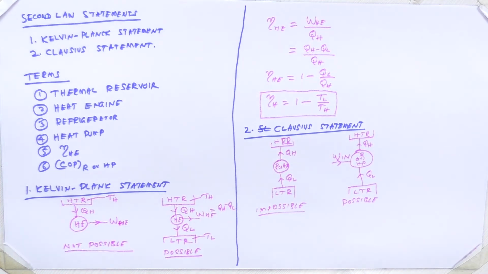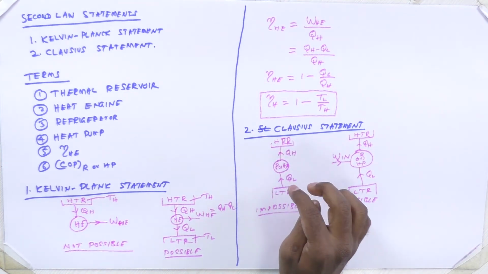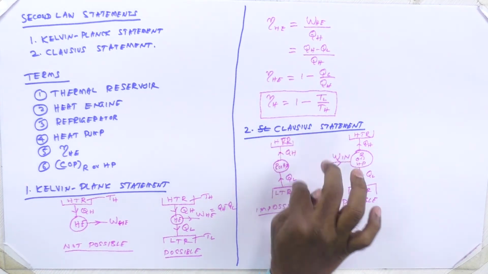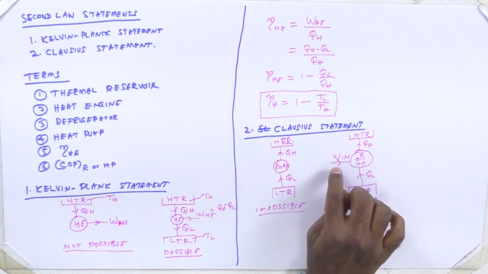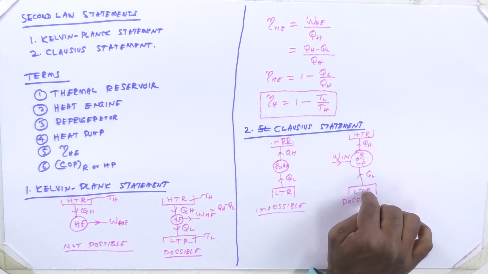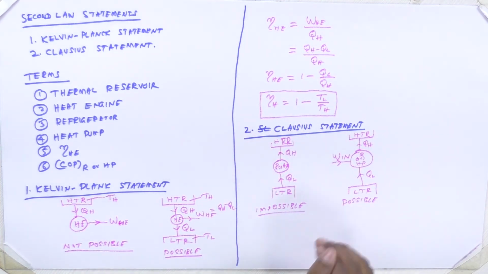Now once again I am repeating the Clausius statement. According to the Clausius statement, it is impossible to construct a device working on a cyclic process to transfer heat from a lower temperature reservoir to a higher temperature reservoir. This is the impossible one, and the possible one is when we supply some work input to the device, it is possible to transfer the heat from a lower temperature reservoir to a higher temperature reservoir. This is a proper indication of the Clausius statement. Now let us derive the COP of the refrigerator and COP of the heat pump.